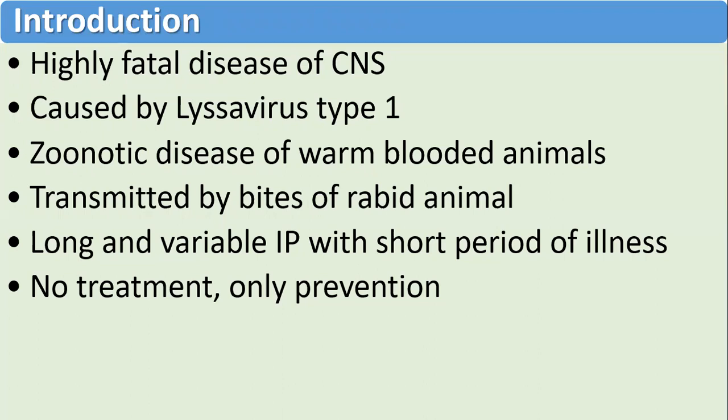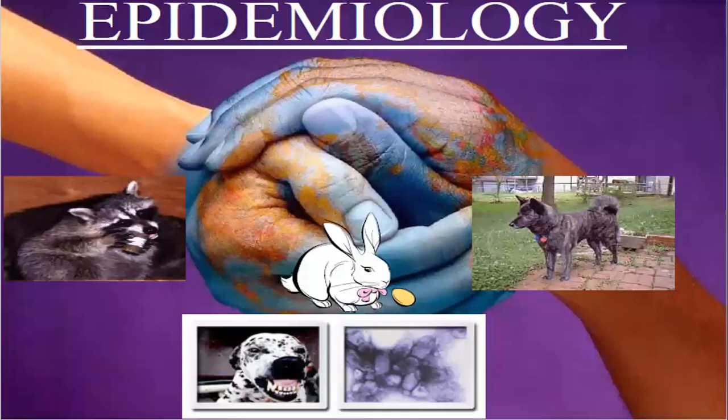Rabies is a highly fatal disease of the CNS caused by Lyssavirus type 1. It's a zoonotic disease of warm-blooded animals and is transmitted by the bites of rabid animals. The incubation period is long and variable. There is no treatment, and only prevention is available.